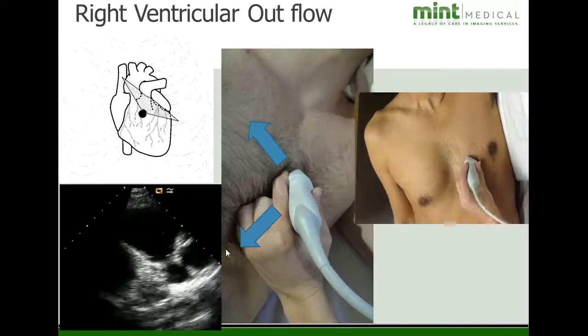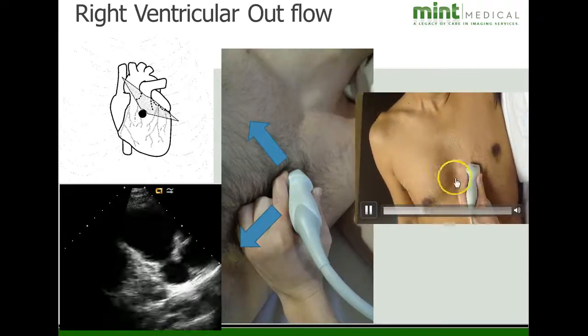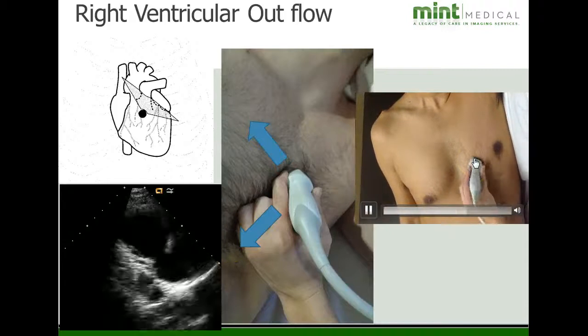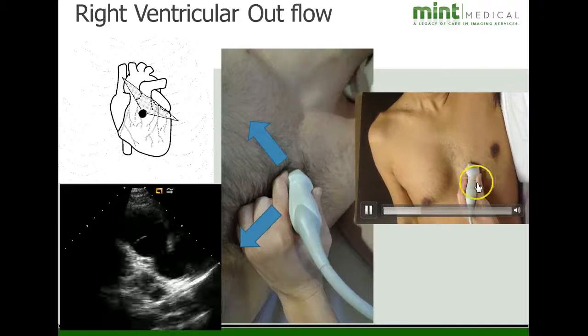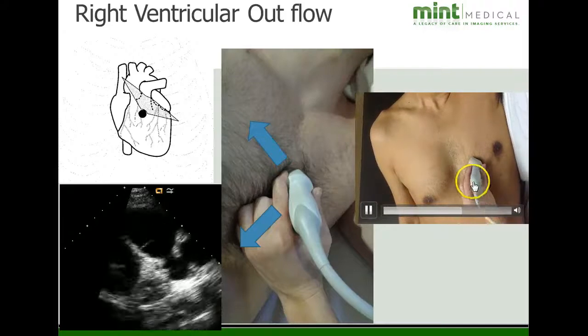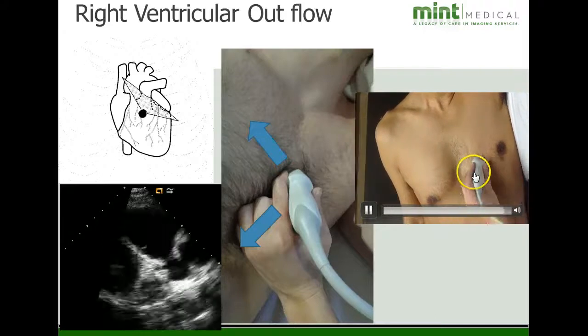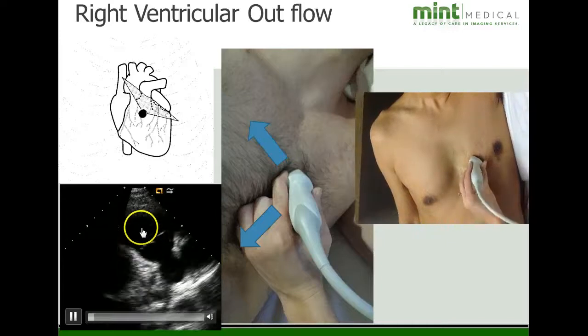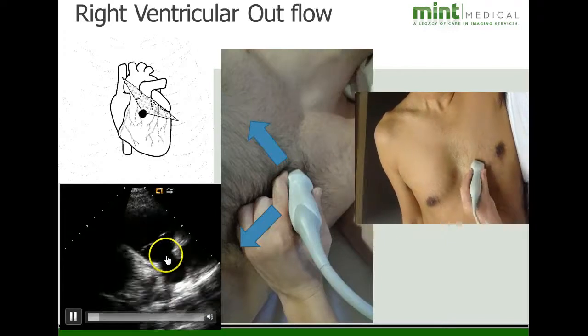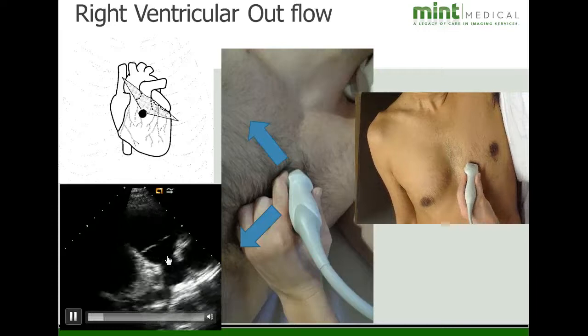patient's right hip. So as you see in the image here, from the parasternal long, you're going to tip downward towards the patient's right hip. That's the motion right there. And what you'll see is the right ventricular outflow tract, pulmonic valve, main pulmonary artery.